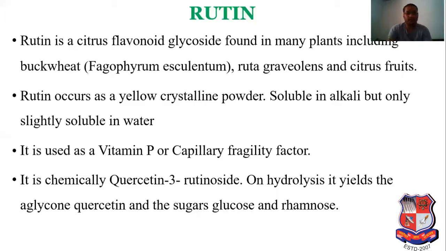Rutin occurs as a yellow crystalline powder. It is soluble in alkali but only slightly soluble in water. The main use of rutin is in capillary fragility. It is one of the most important drugs used in capillary fragility. Also, it is used as vitamin P. Rutin is a flavonoid glycoside. When rutin undergoes hydrolysis, it produces the aglycone quercetin and two sugar molecules, glucose and rhamnose. So that is a basic introduction to rutin.